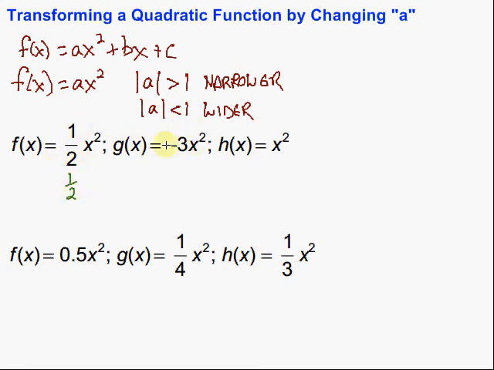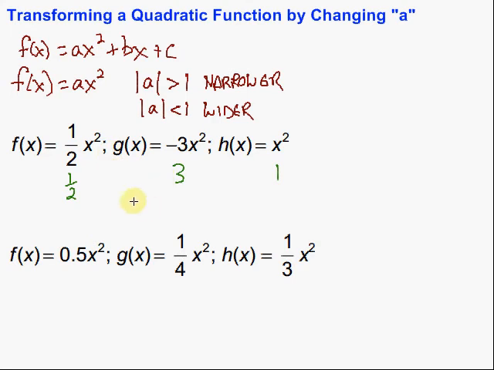The absolute value of this is going to be 3, and the absolute value of this one, this is just our parent function, is 1. So what we're going to do if we want to go from narrowest to widest is simply take those numbers from the largest to the smallest, and we'll get them in order from narrowest to widest.